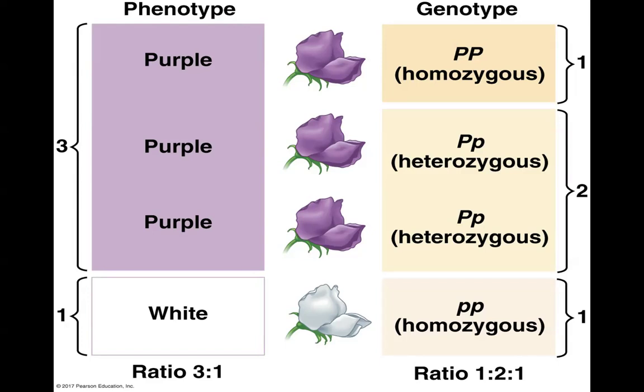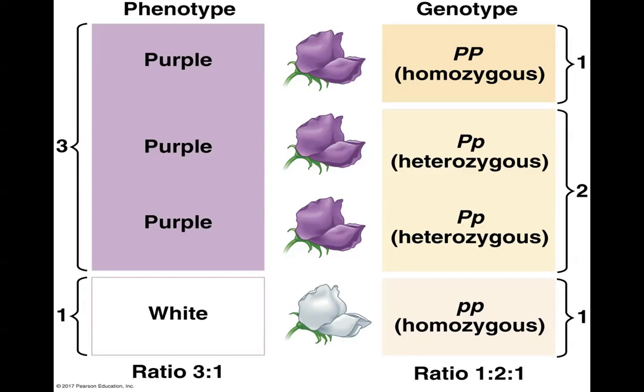We have 1 individual that is homozygous dominant. We also have 1 individual that is homozygous recessive. And then we have 2 individuals that are considered heterozygous. So this means that our genotype ratio would be 1 homozygous dominant to 2 heterozygous to 1 homozygous recessive.